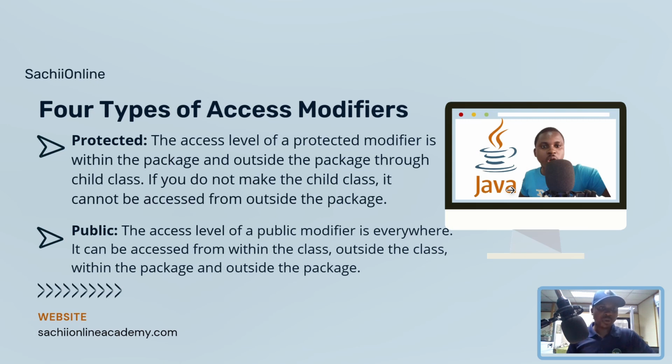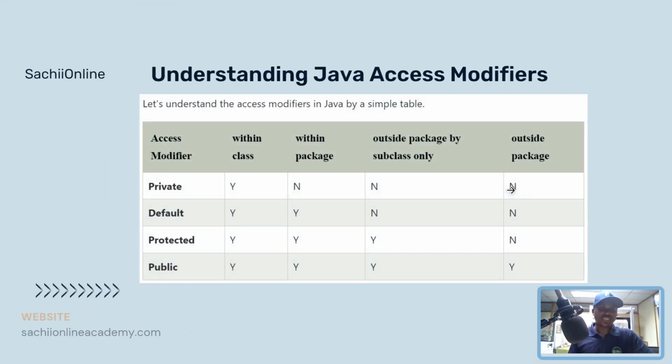So there's also the public access modifier. The access level of a public modifier is everywhere. It can be accessed from within the class, outside the class, within the package, and outside the package. So if you mark your variable public, or maybe your class public, it is available to any other class which wants to access that value. Take note of that. This is a table which shows the access modifiers within the class, within the package, with the subclass, as well as outside the package.